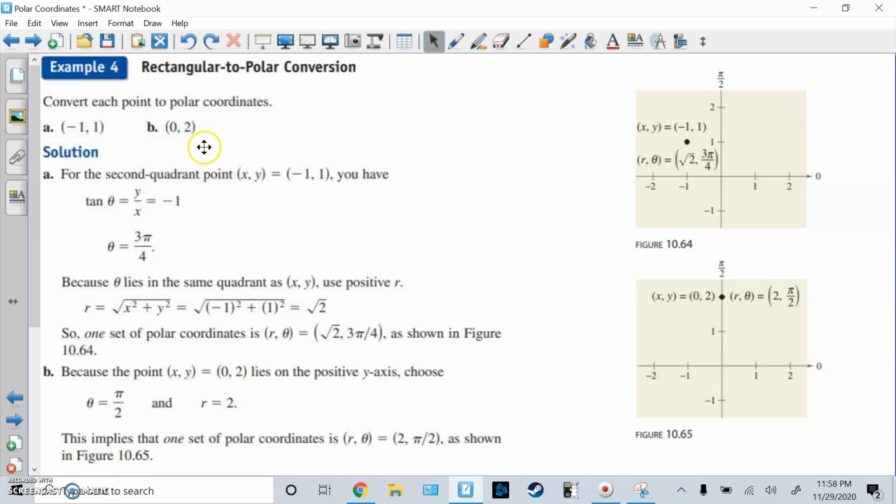All right, next one is 0, 2, up here. We need the angle. The angle is pi over 2. That's the very top. And how far is it from the pole? It's 2. So 0, 2 is the same thing as 2, pi over 2. That's just one set, one example, because it's coterminal angles again.